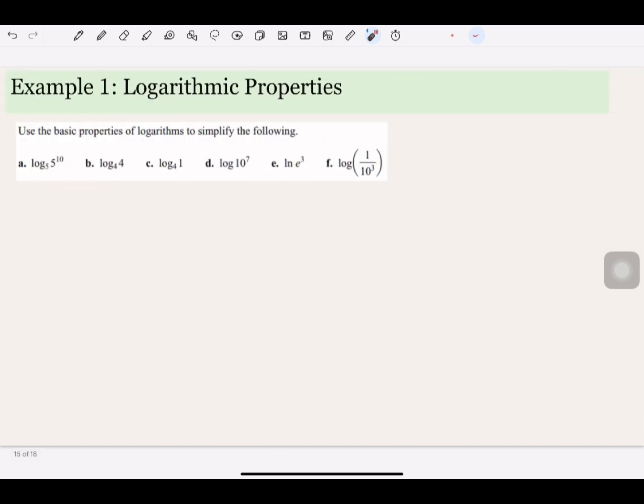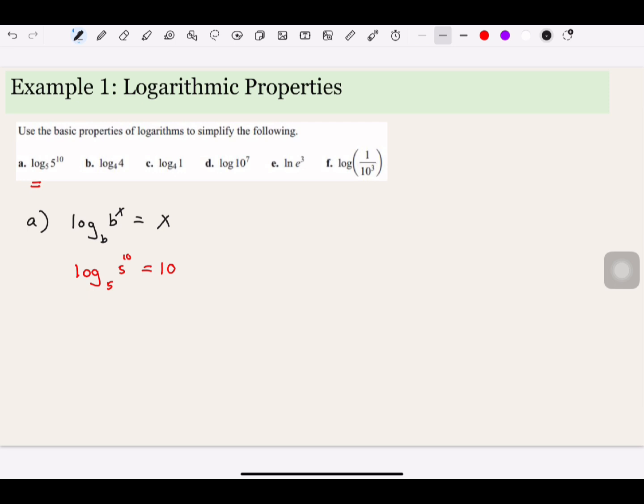Let's use basic properties of logarithms to simplify the following expressions. Let's start with the first one. You're asked to get log of 5 to the power 10 with base 5. I hope you remember the identity: log base b of b to the power x is equal to x. If you use this identity, the answer for the first part is really simple. The answer will be equal to 10. So log base 5 of 5 to the power 10 is equal to 10.